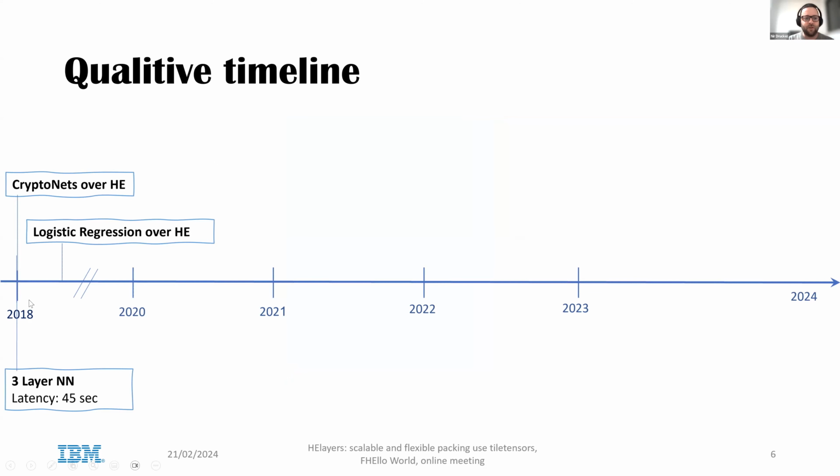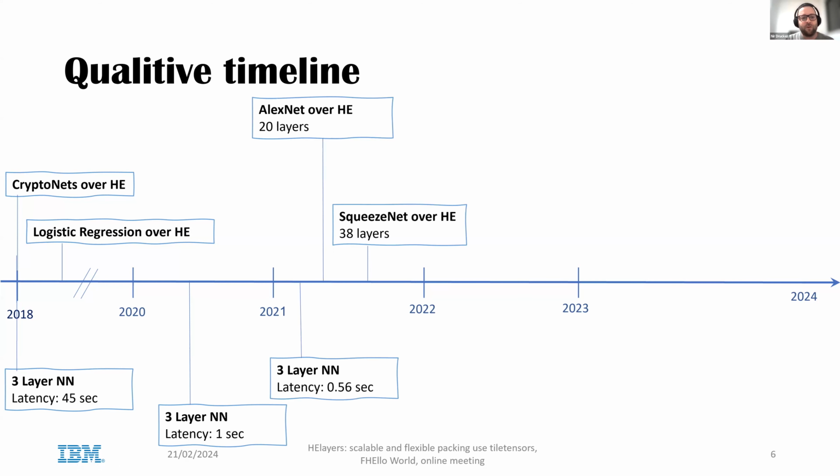So in 2008, we know that we had CryptoNets performing around 3 layers of neural network in 45 seconds, something like that. We also had logistic regression, which was actually developed a little bit before that, but somewhere around this year it was already available. And then after several years, not only us but people around the world got it down to 3 layers in 1 second. So we see that it became practical to evaluate neural networks.